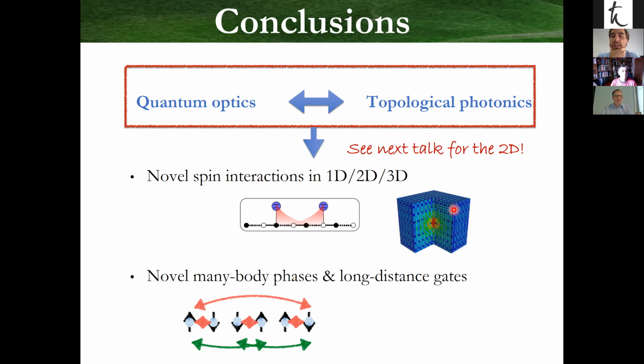explaining these things. And also, once you have this novel spin-spin interaction, you can have some novel phenomenology. I talked a little bit about the fact that you have these novel many-body phases, which you can find better characterized in the paper, and also do some long-distance quantum gates. You can think of them as a way of doing these things.